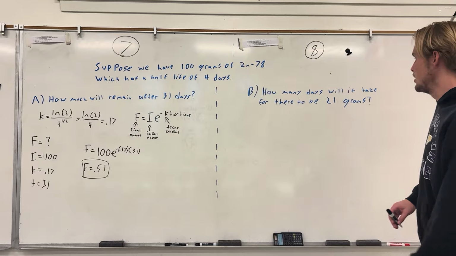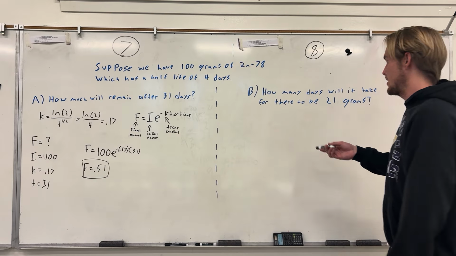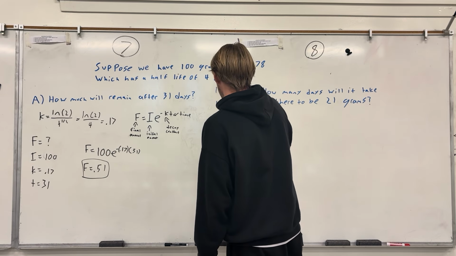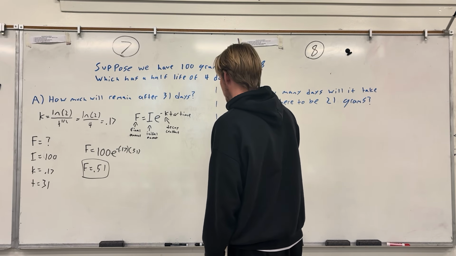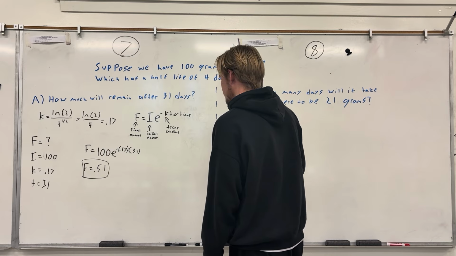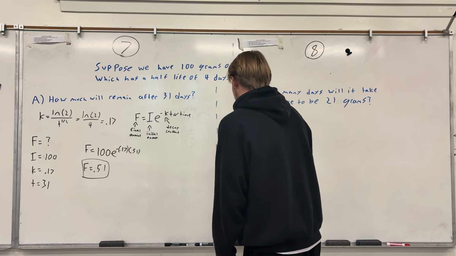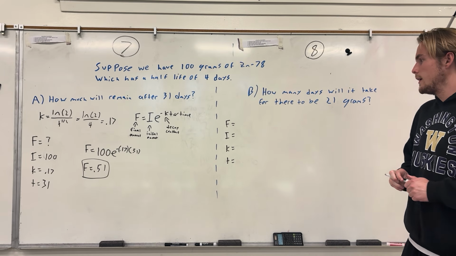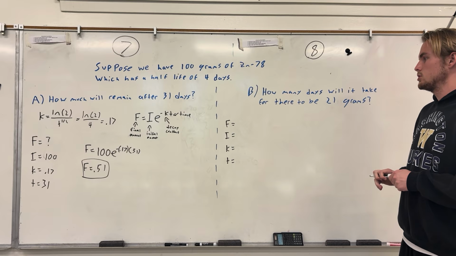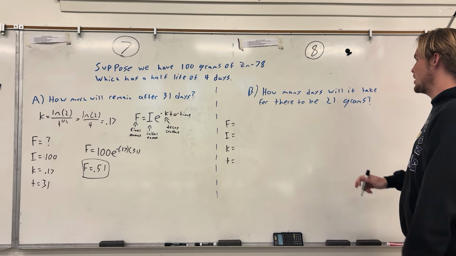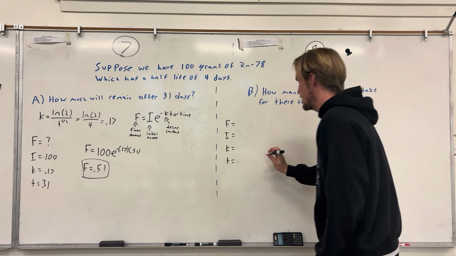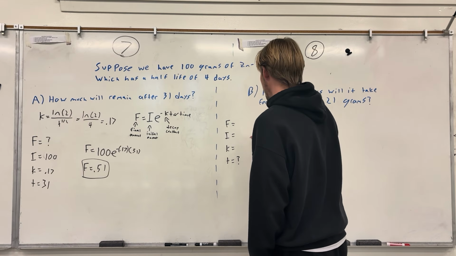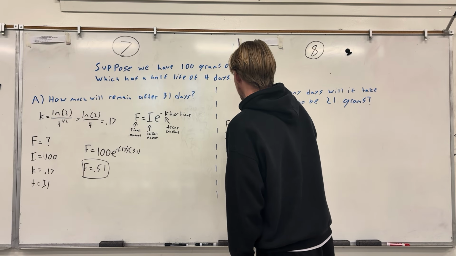So once again, I'm doing the same thing. I haven't even read the problem. I'm just gonna identify F equals, I equals, K equals, T equals. Okay, so now I'm gonna read the problem. How many days will it take for there to be 21 grams? So the time is what we're looking for, and then it's saying for the final, it wants 21 grams, so 21.